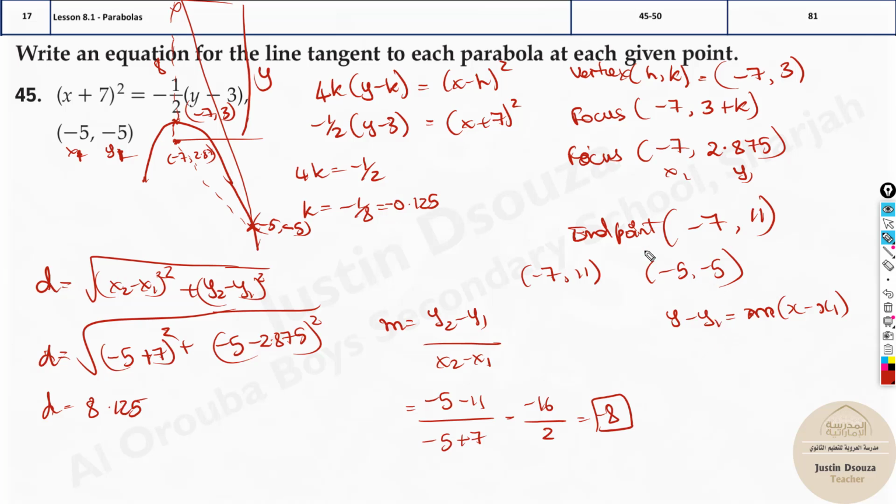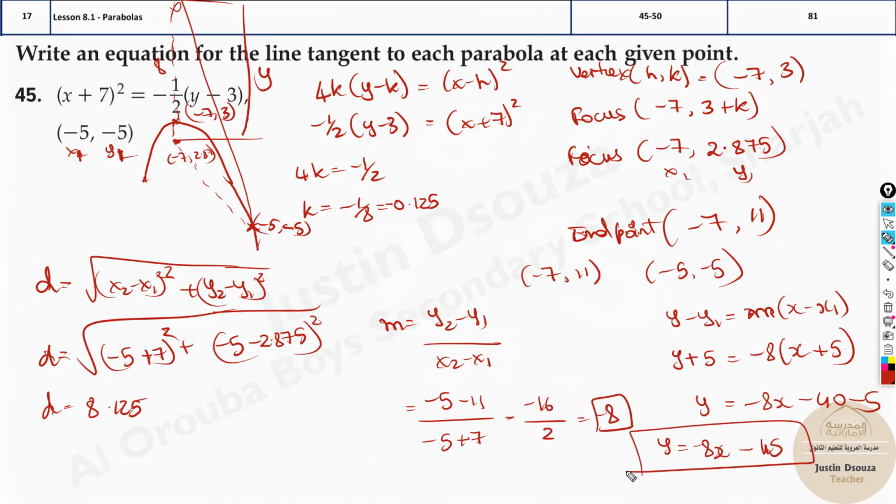Always, for the last form, to write the equation of the tangent line, since the point is given, you can even write this, it's fine, the answer is correct, but the values will differ, so it's better to write this one itself. So y minus of minus 5 will be plus 5 is equal to m, which is minus 8, times x plus 5. It will be y is equal to minus 8x minus 40, and this 5 to the other side will be minus 5. y is equal to minus 8x minus 45 is the answer.